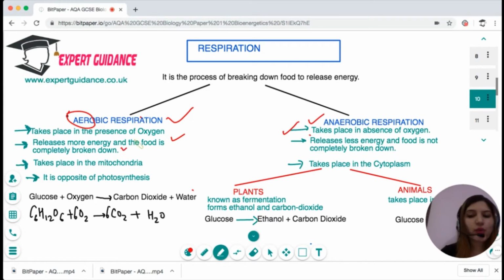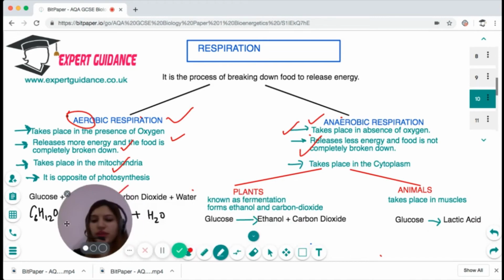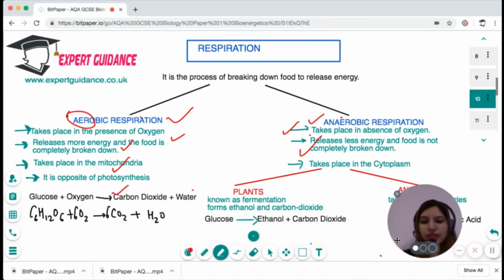Aerobic releases more energy as the food is completely broken down. Anaerobic releases less energy as the food is not completely broken down. Aerobic respiration takes place in mitochondria, and it is the opposite of photosynthesis, whereas anaerobic respiration takes place in the cytoplasm.